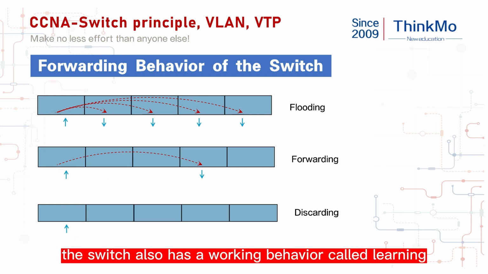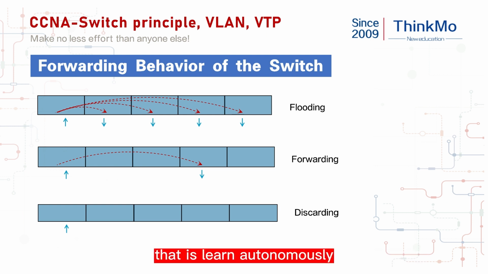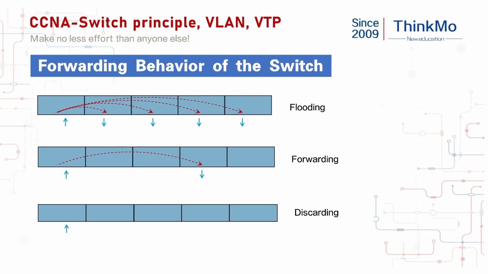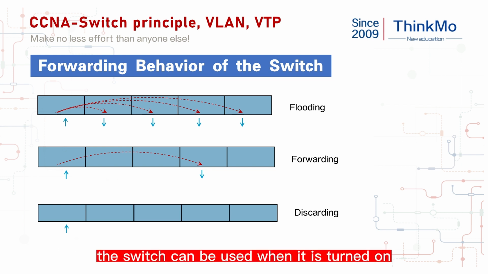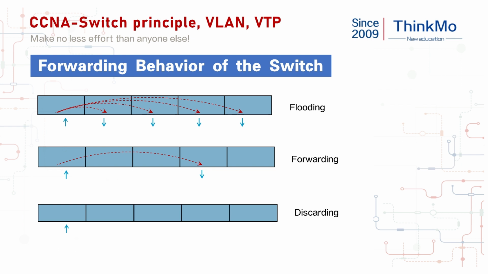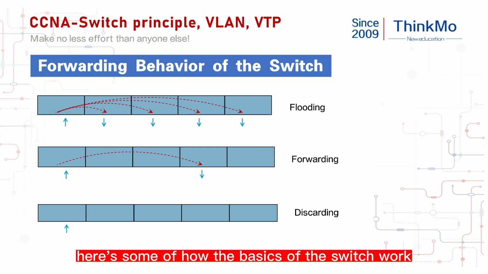The switch also has a working behavior called learning. That is, it learns autonomously. The switch can learn automatically. You don't have to configure it. So some people will say that the switch can be used as soon as it is turned on. You don't need to configure it. That's why it works by itself. Here's some of how the basics of the switch work.